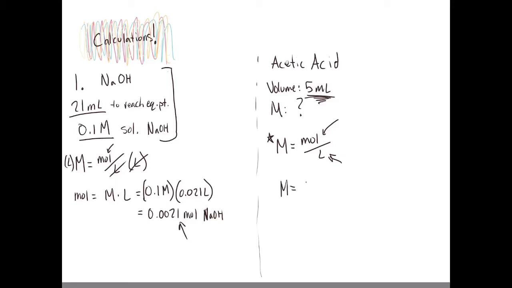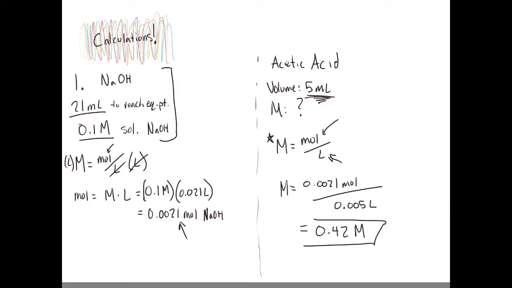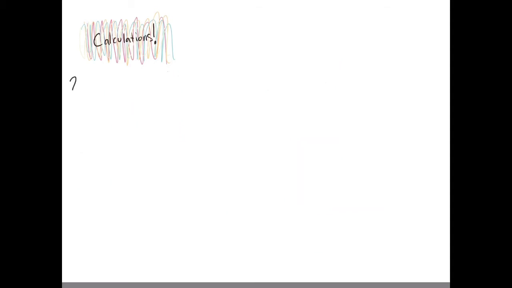All right, so let's plug in our values. Same number of moles, right? 0.0021 moles divided by 0.005 liters. That's 5 milliliters. And that gets us 0.42 molar concentration of acetic acid. This is not the correct answer, right? I just kind of made these values up. Use the actual data from your labs. But this is kind of how you'd set up that first question. Cool? All right, so let's move on to our second question.